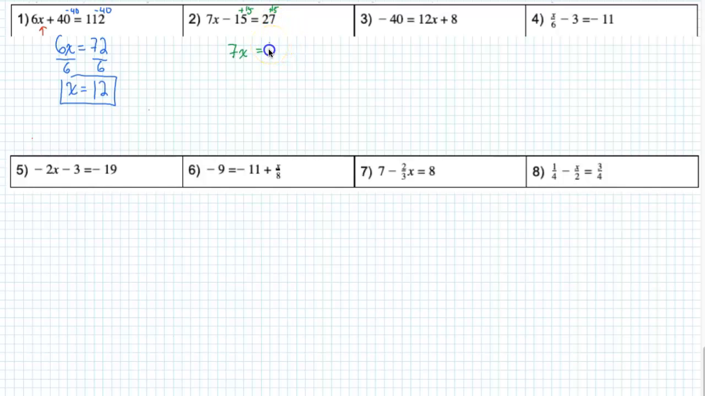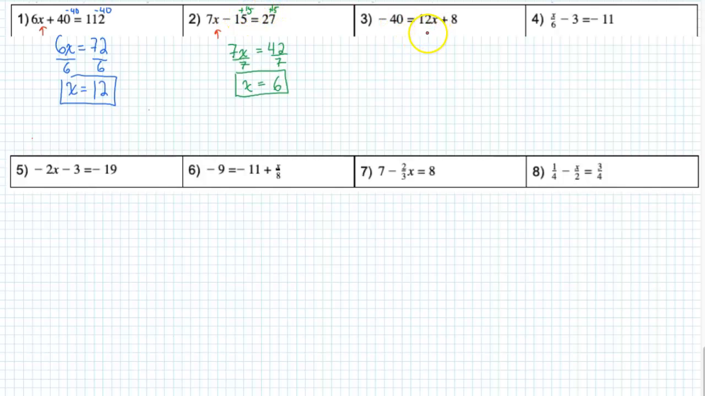I'll have 42. Now I want to undo the multiplication. I just divide both sides by 7, and I'll have x is equal to 6. Again, I can check back by substituting 6. 7 times 6 is 42. 42 minus 15 is 27, okay? So put a box around that answer. You don't necessarily have to show the division and the addition. I'll show you what I mean by that.